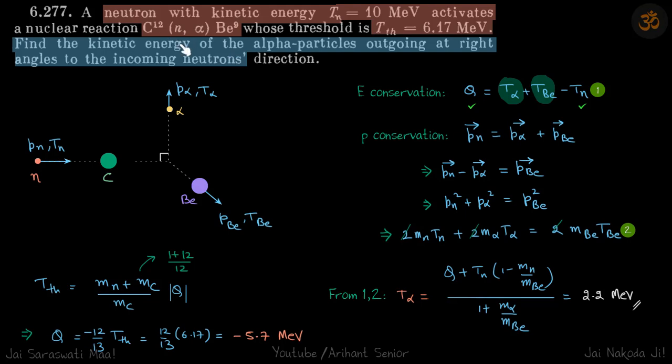So first let's find the Q value. So with this equation, this is given and we know this is (1 + 12)/12. So our Q value comes to be this much.